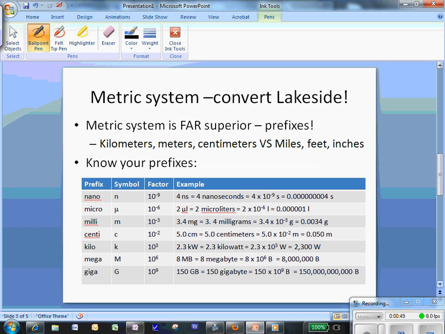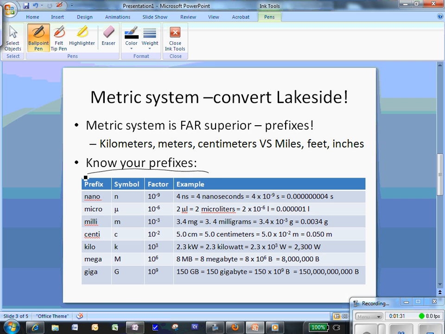We will be almost exclusively using the metric system. I am on a rampage to try to convert all of Lakeside to the metric system, as it is far superior to the English system. For example, when you're talking about kilometers versus meters versus centimeters, they're just factors of 10 of each other. Versus when you have miles, there's 5,280 feet in a mile and 12 inches in a foot and 3 feet in a yard. There's no continuity to it versus this metric system. Nice factors of 10 make our lives easier.